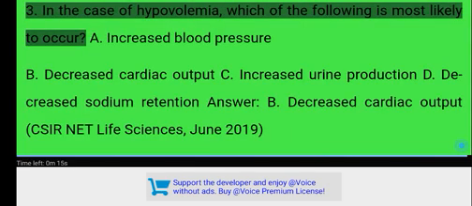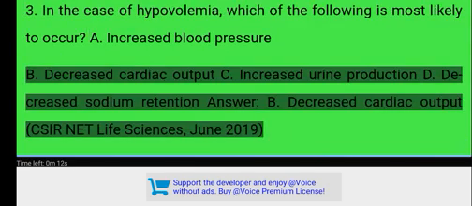3. In the case of hypovolemia, which of the following is most likely to occur? A. Increased blood pressure. B. Decreased cardiac output. C. Increased urine production. D. Decreased sodium retention. Answer: B, Decreased cardiac output. CSIR NET Life Sciences, June 2019.